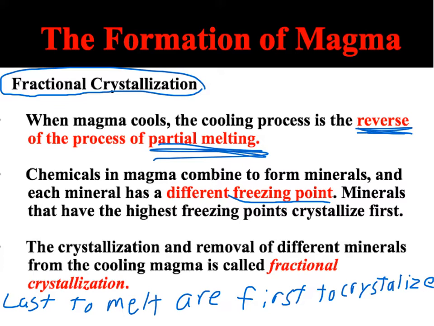So the minerals that have the highest freezing point, highest crystallization point, will crystallize first. And so it's the exact opposite of partial melting. The last minerals to melt are the first to crystallize as it comes back out.